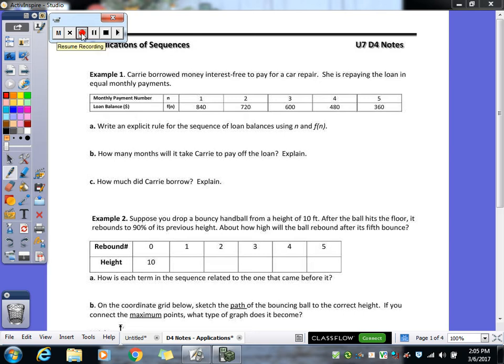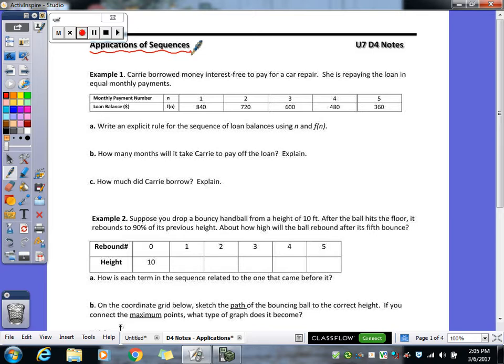So today we are working on our applications with our sequences. It's not really always going to tell you whether it's arithmetic or geometric. You just need to know that. You need to be able to figure out by the problem whether it's increasing by addition, which would be your arithmetic, or if it's increasing by multiplication, which would be your geometric sequences. So let's take a look at our first example.